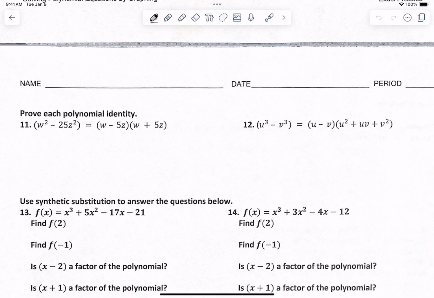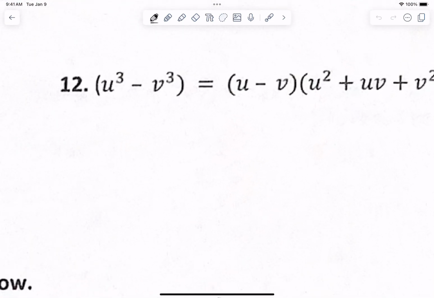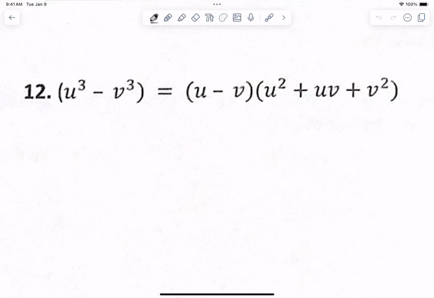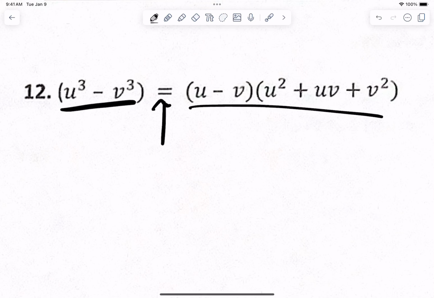But what does it mean when it says prove the polynomial identity? You FOIL and then it's the same thing. We have to see if they make the same thing, right? Like here's my equal sign. This obviously looks different than that, but are they actually the same? So which side do we work with? The one that's not foiled.